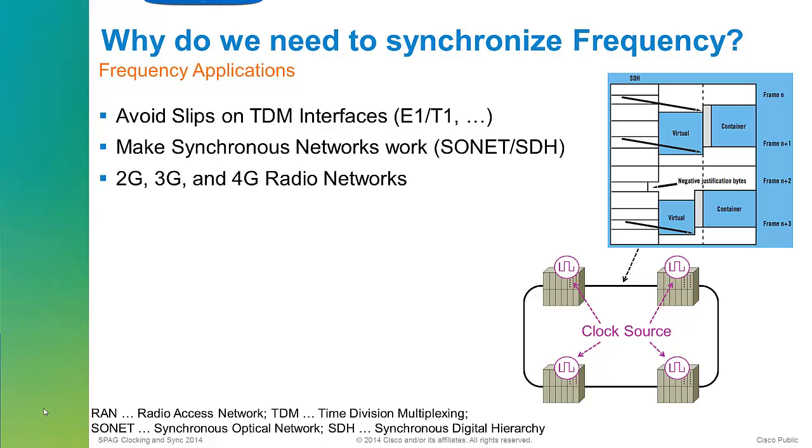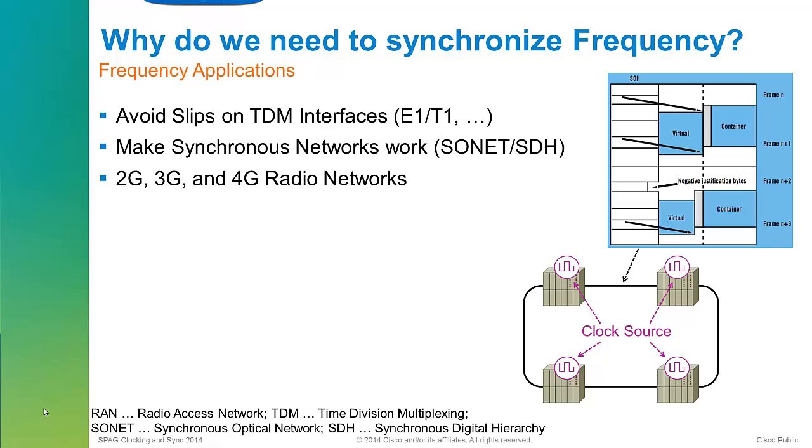So going to frequency synchronization in a little bit more detail, the first real reason why we need to synchronize frequency for service providers is to avoid slips on TDM interfaces. Now, by TDM interfaces, I mean time domain multiplex, so standard old pre-Ethernet type transport links. You've probably heard of E1s and T1s. In the US they're called T1. In the rest of the world, the ITU world, they are E1.